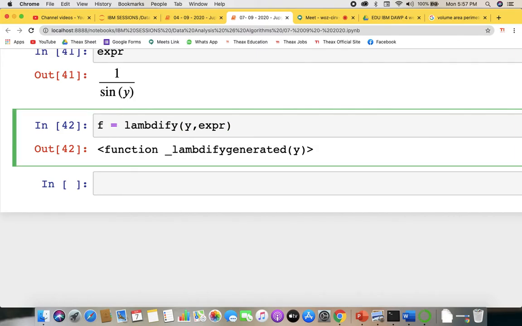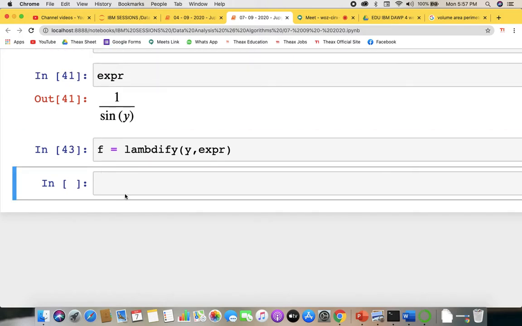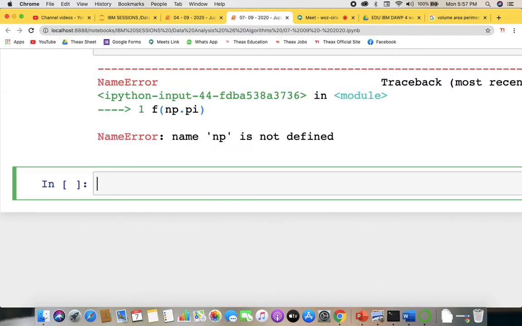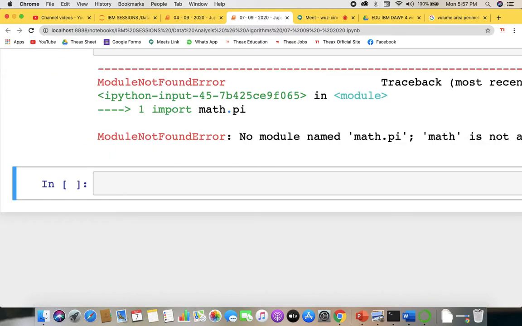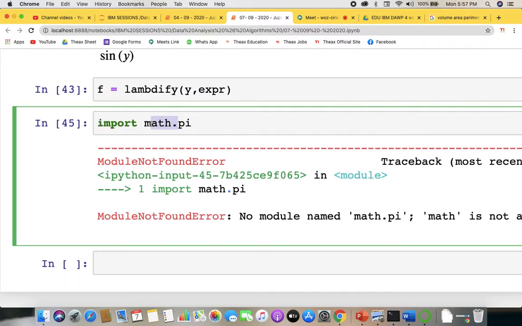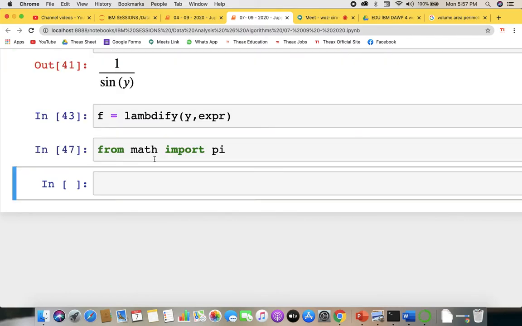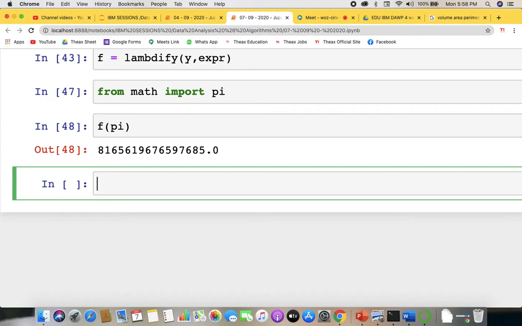Let's store this somewhere. Let's say this is f, which is going to be lambdify of y in the expr, okay? Then for the y value, let's say np.pi. NumPy is not defined. So why take the whole thing? From math import pi, and if I write f of pi, that's it. So I'll get the values accordingly. What is being done there? 1 by sine of pi. You're getting the value of 1 by sine of pi.